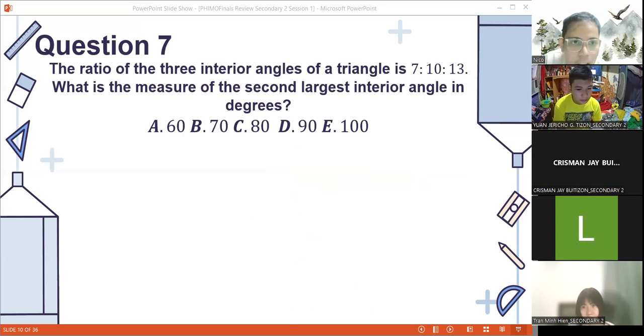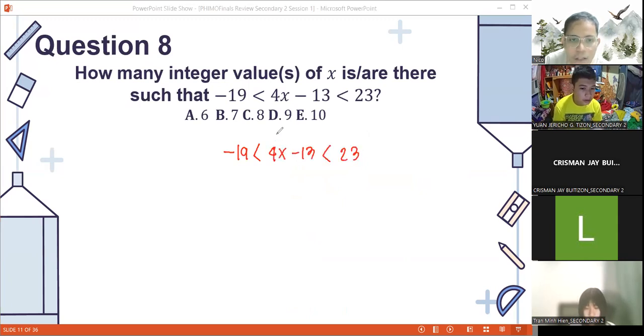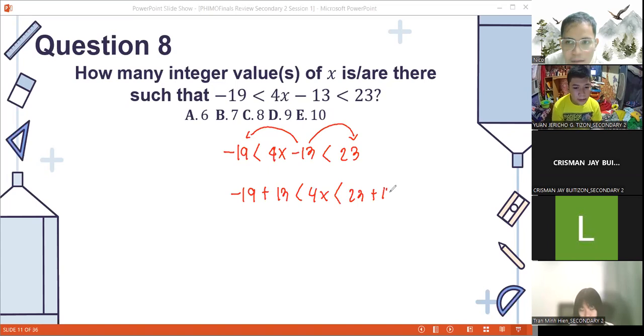Okay, no problem. Let's proceed with number 8. Very easy. You need to get how many integer values are there. So negative 19, then this is 4x minus 13, then this is 23. So you transpose on each side. So it's negative 19 plus 13, 4x, 23 plus 13. So this is negative 6, 4x, and this is 36.